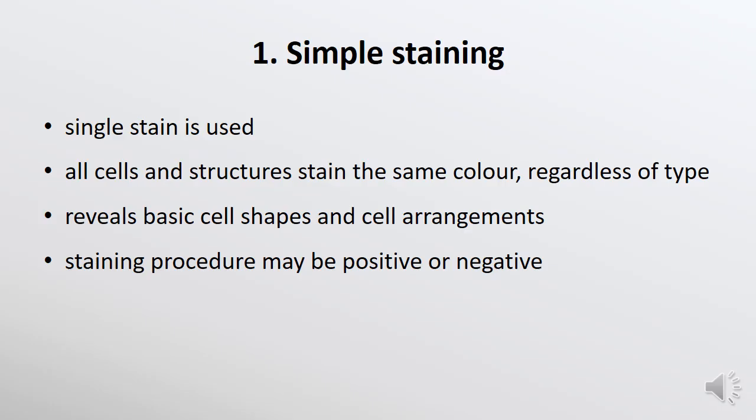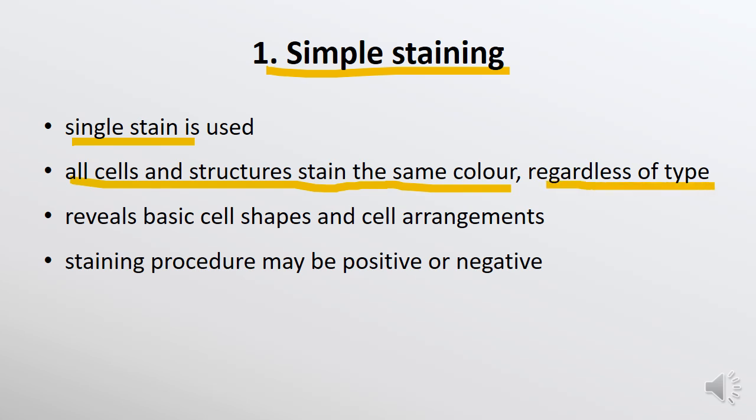Okay, the first is the simple staining. In simple staining, we usually use a single stain or single dye, and all the cell structures stain in the same color, regardless of type. Let's say you have a blue dye, and all the cells will be stained blue. The main objective is to reveal the basic cell shapes and cell arrangement. And this can be divided into positive or negative staining.